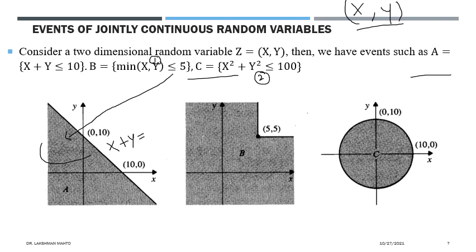So what is the name of this equation? The name of this equation is x plus y equal to 10. And this event talks about x plus y less than or equal to 10. So what is that region? That region is this one. If someone has any issue identifying which one is the lower, simply say that it is the lower half space, and this one is the upper half space.